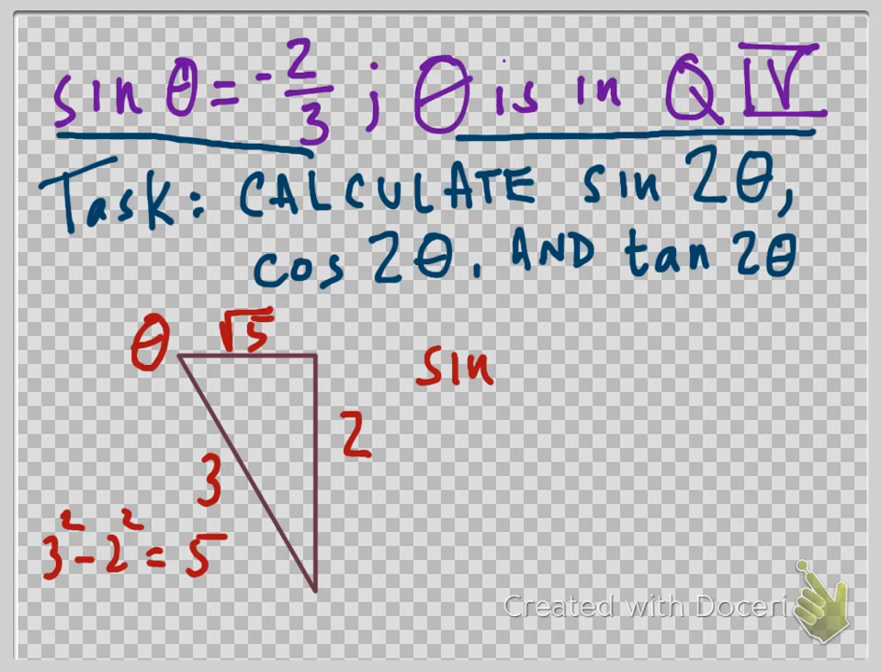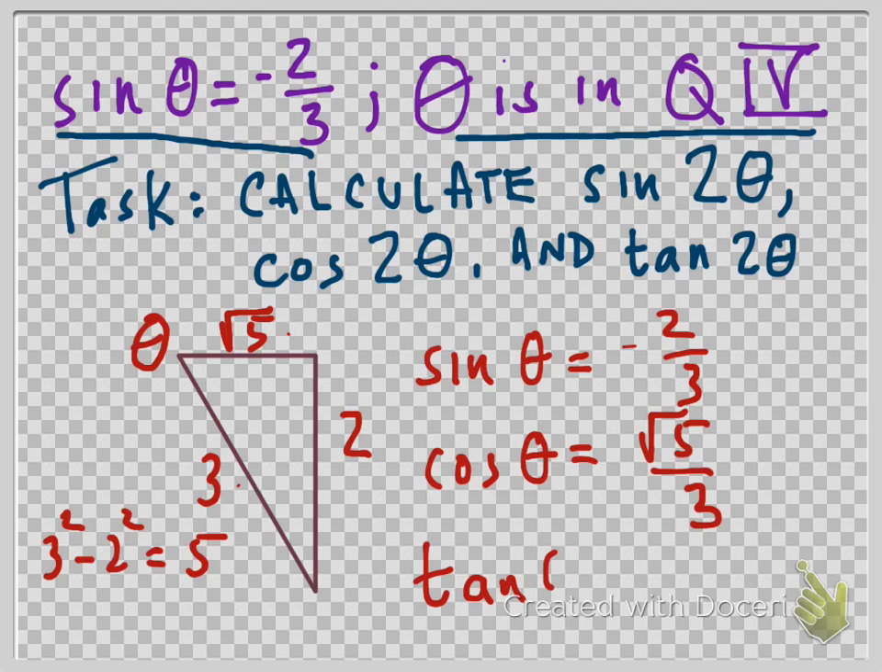We've already been given that the sine of theta is equal to negative 2/3, so we already knew that. The cosine of theta is going to be the adjacent side over the hypotenuse, so that's square root of 5 over 3. And the tangent is the opposite over adjacent, so we can quickly figure out that the tangent of theta is negative 2 over the square root of 5.